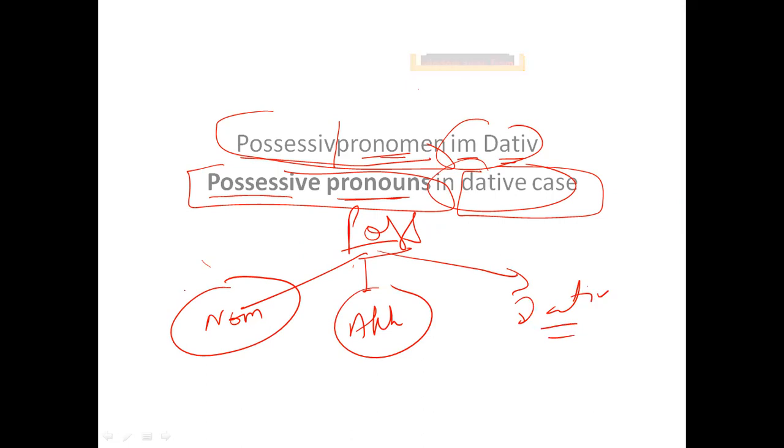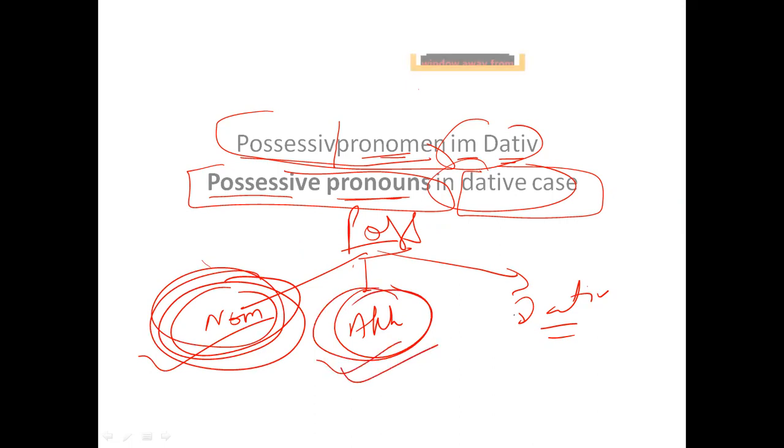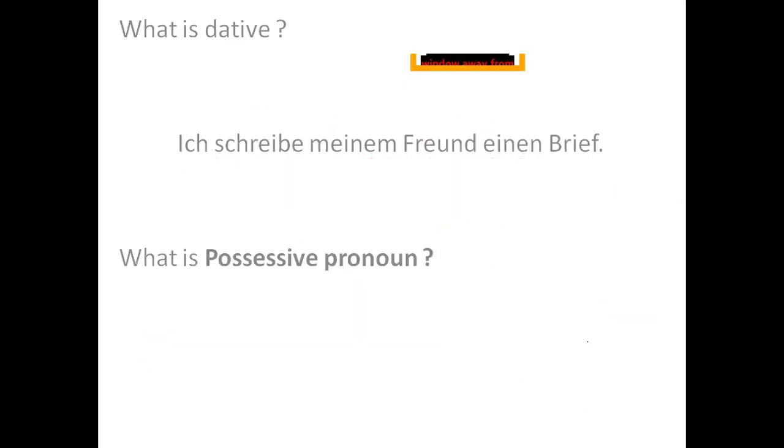In our previous classes, we have talked about possessive nominative and possessive accusative, right? And in this lecture, we are going to talk about possessive dative only. As I told you, if I talk about possessive, we have possessive in nominative, we have possessive in accusative, and we have possessive in dative. And we are going to cover this dative one.